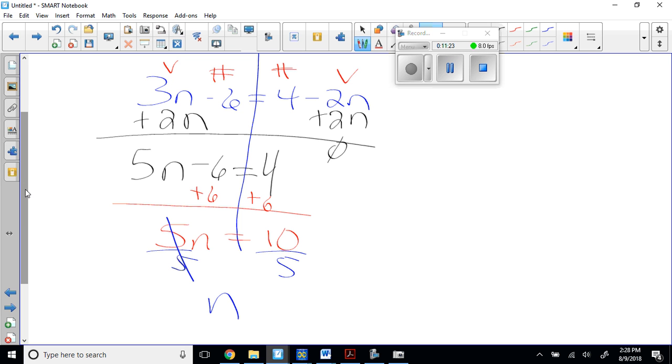What's 10 divided by 5? Positive 2. Fair enough. Ladies and gentlemen, any questions on that problem?